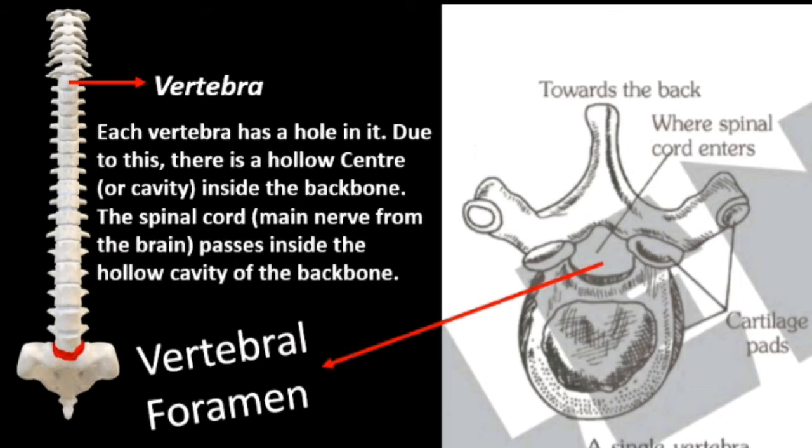As you can see, I have shown a magnified structure of a vertebra. Here it is written where the spinal cord enters, and I have marked that as vertebral foramen. Vertebral foramen means a vertebral hole. Through this hole, the spinal cord enters the backbone. You might think, what is a spinal cord? But no need to worry, we will study the spinal cord when we study the nervous system.